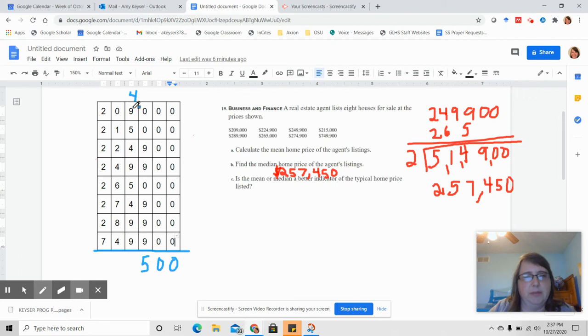So 9 plus 4 is 13. So I'm going to cross one off and now start with 3. 3 and 5 is 8. 8 and 4 is 12. 2 and 9 is 11. 1 and 5 is 6. 6 and 4 is 10. 9 and 9 is 18.